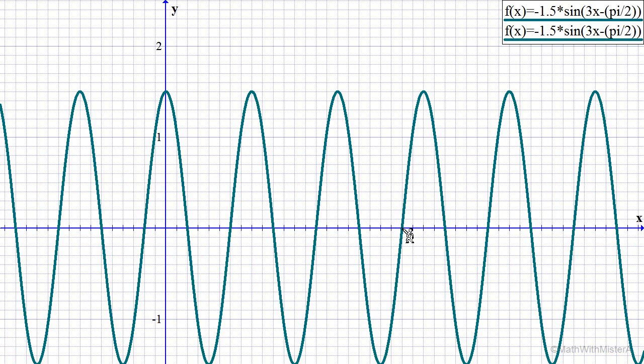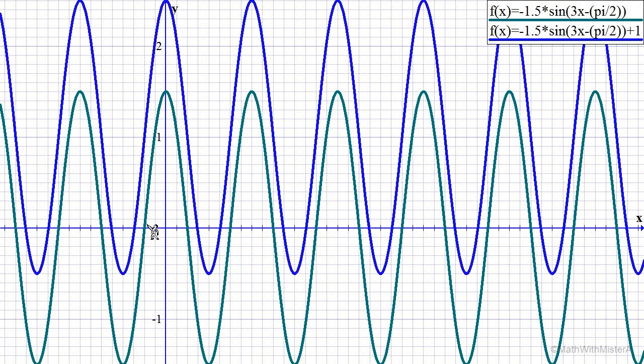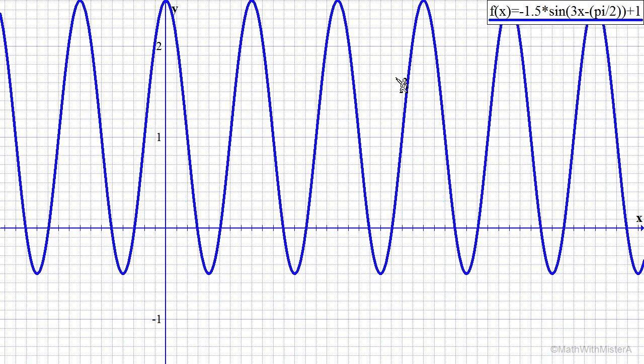We only have one transformation left, the plus 1 at the end, and that's our vertical shift. So every point is now being shifted up one full unit. Where my peaks are at 1.5, now they're at 2.5. The valleys, which were at negative 1.5, have been shifted up 1 to negative 0.5. And my intercepts here at 0 now are seen here on this line at positive 1. So every point picked up and moved up 1 unit, and there's our final graph, including all of those transformations.